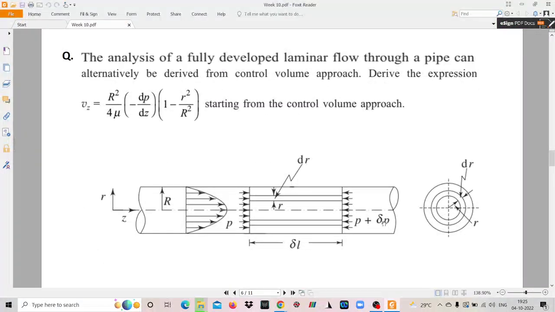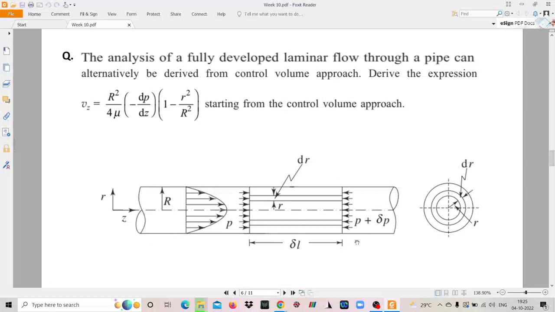The analysis of a fully developed laminar flow through a pipe can alternatively be derived from the control volume approach, that is, the Reynolds transport theorem. Derive the expression Vz = (R²/4μ)(−dp/dz)(1 − r²/R²), starting from the control volume approach. So you need to use the control volume approach.